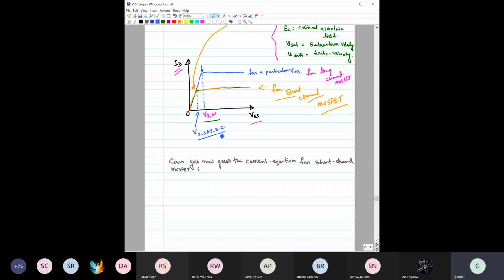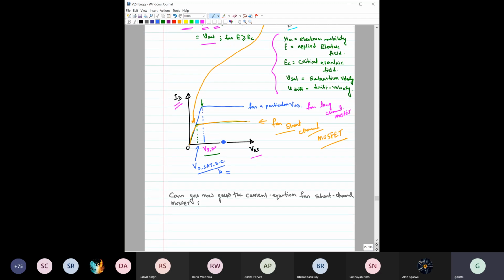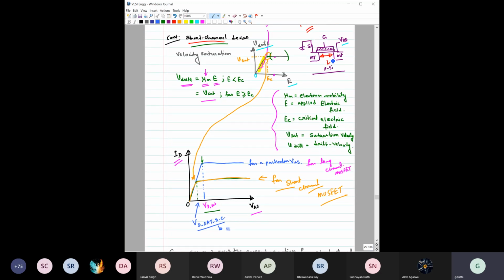So what is this VD sat for the short channel? How can I represent it in terms of the transistor gate length L, EC, and all this stuff? Can I write it like this: VD sat for the short channel is equal to the gate length times the critical electric field? Yes, sir. Dimensionally, yes. But you think, not only dimensionally, from other aspects as well.